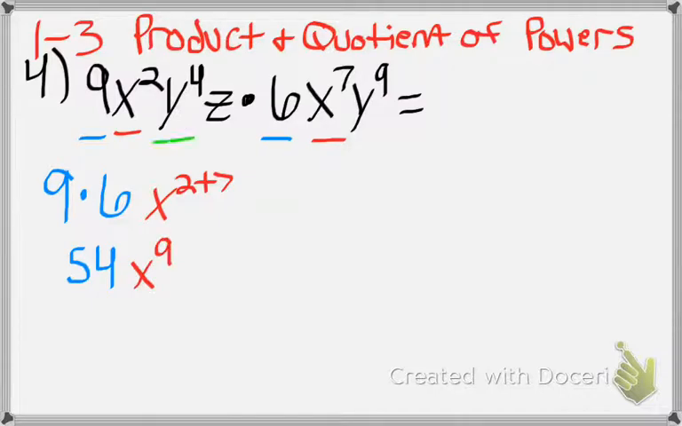Move on to the y's, y to the 4th times y to the 9th. So add those together and you get 13. So that's going to be y to the 13th power. Now you'll notice z has no one to play with on this one. So that means that z doesn't get multiplied by anything. So it's just z times, technically there's a 1 over here if you need it, so it's z times 1. But z times 1 is just z. So that's why we had a z on the end. So that's our final answer for number 4.